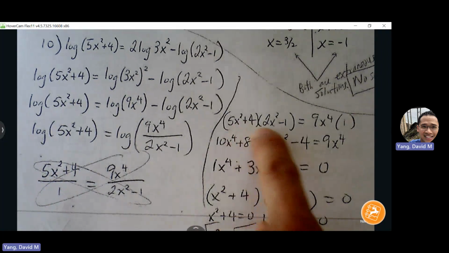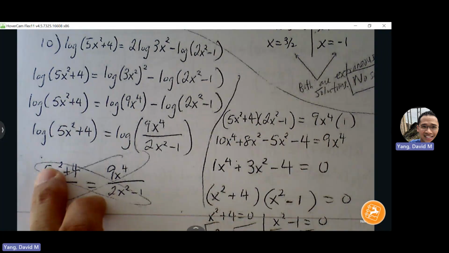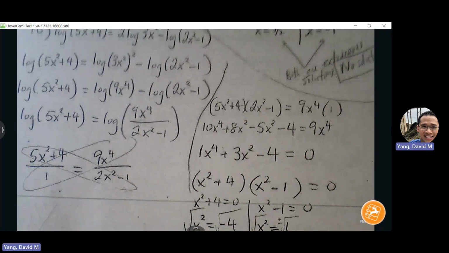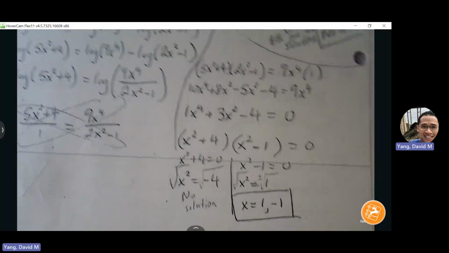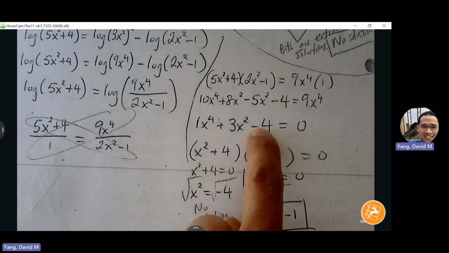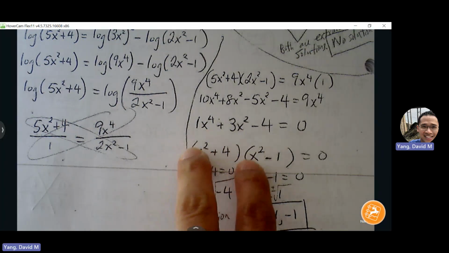This requires a bit more work here. I have to FOIL all this out. I cross multiply, FOIL it all out, bring it all over to one side. The factoring here, it's a little bit higher degree, but it's still doable. Multiplies to be -4, adds to be 3. And instead of x and x, we have x squared and x squared.